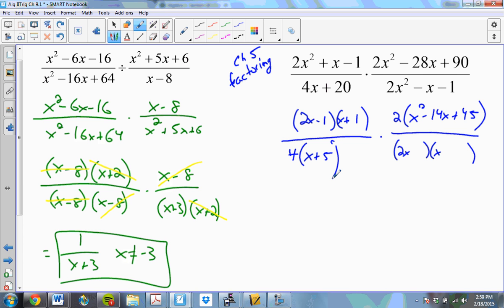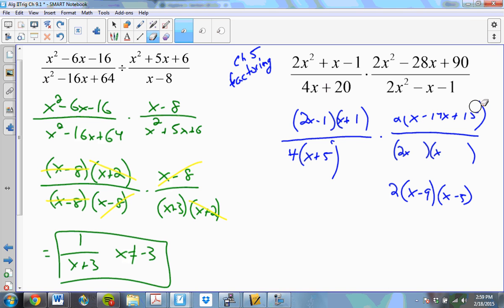And on this, x squared minus 14x plus 45, that's x minus 9 and x minus 5. So I have 2 times x minus 9 times x minus 5. That goes in place of this stuff up here. I'm going to change this.